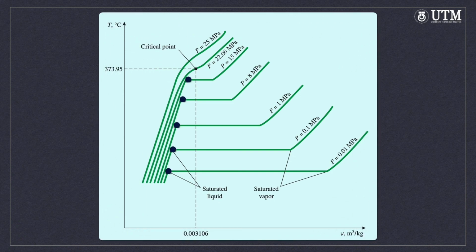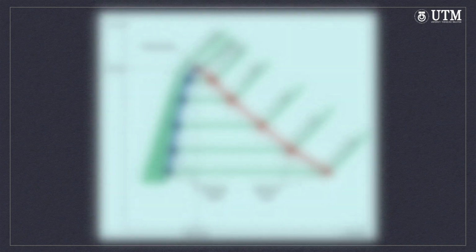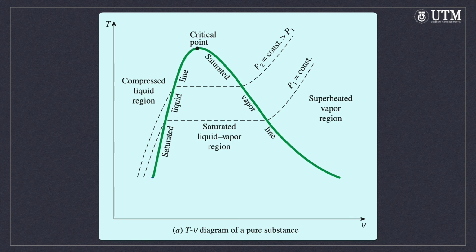The saturated liquid states and the saturated vapor states in the previous figure can be connected by lines called the saturation lines. These two lines meet at the critical point, forming a dome. The lines are the saturated liquid line and the saturated vapor line.